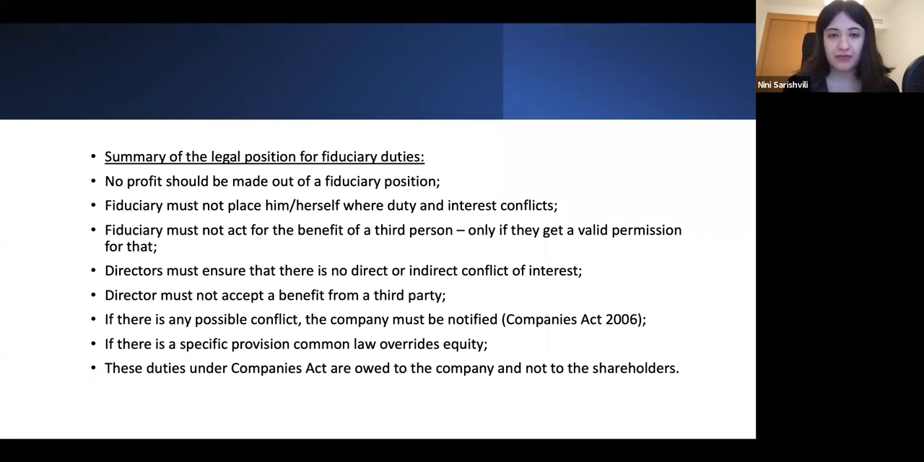A fiduciary must not place himself or herself where duty and interest conflict. So anyone in a fiduciary relationship cannot have a conflict of interest. A fiduciary must not act for the benefit of a third person. Directors must ensure that there is no direct or indirect conflict of interests, and must not accept a benefit from a third party. If there is any possible conflict, they have to report. And if there is a specific provision, common law overrides equity. These duties are also set out in the Companies Act.